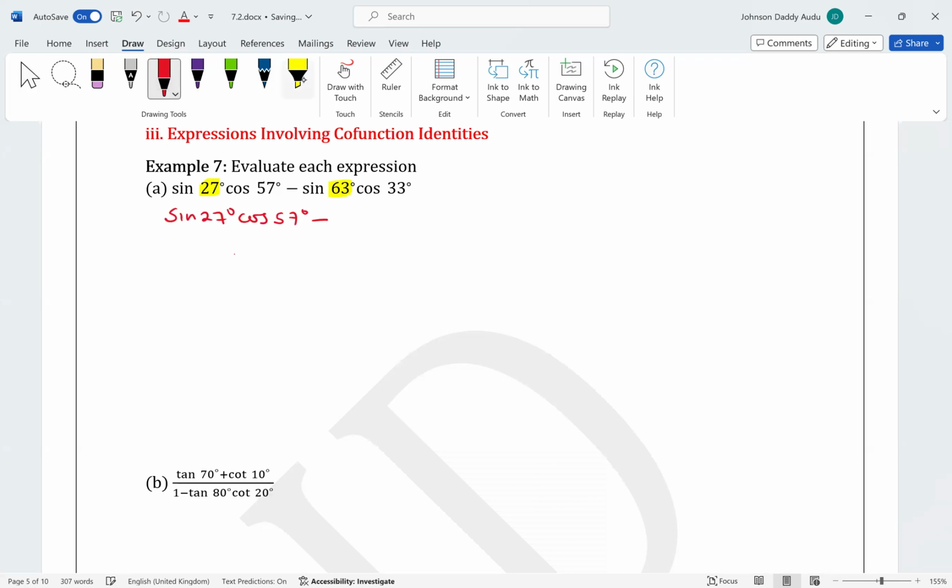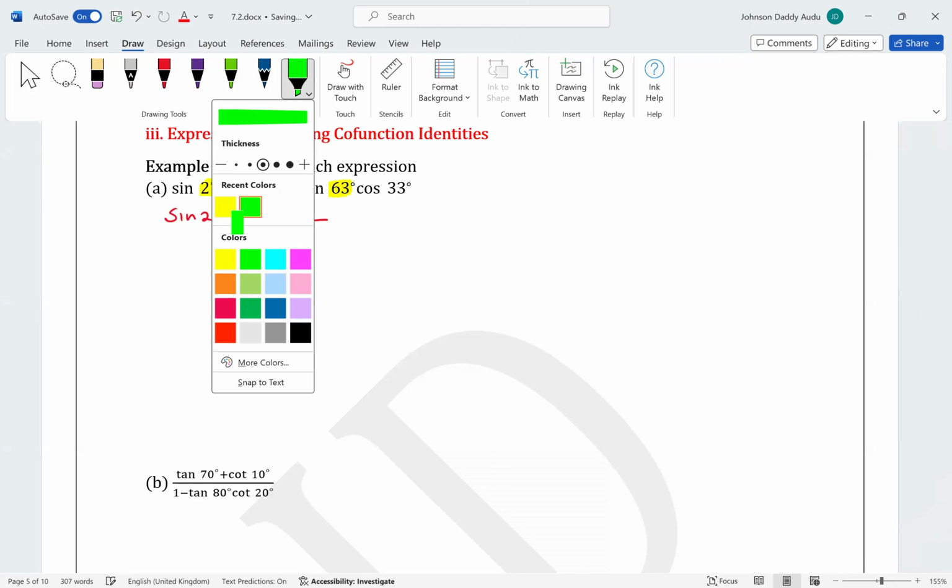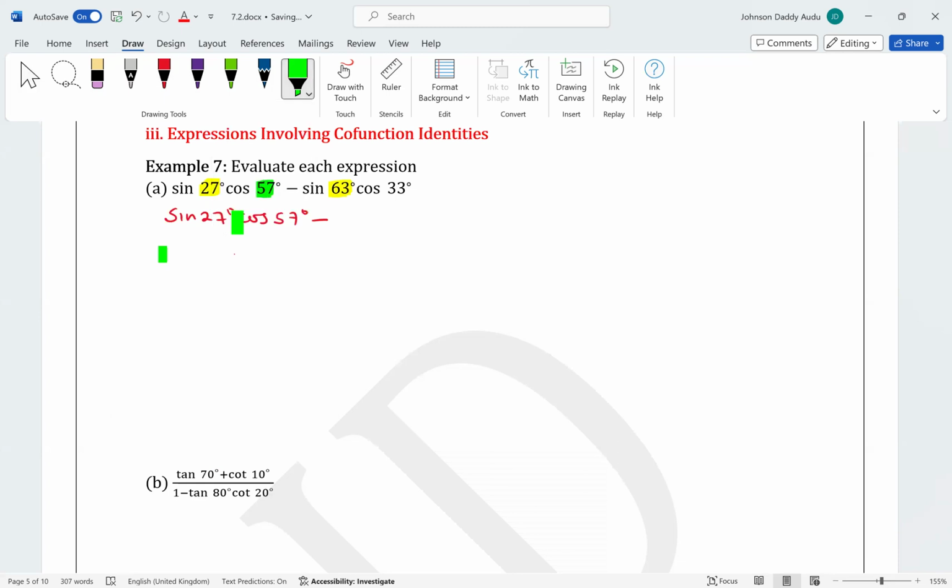Here we can see that this is 57 and this is what? This is 33. So let's change the right-hand side. When I say the right-hand side, I mean this part. This is sine 63. We can write it in terms of cosine. This will become cosine 90 minus what? 63.